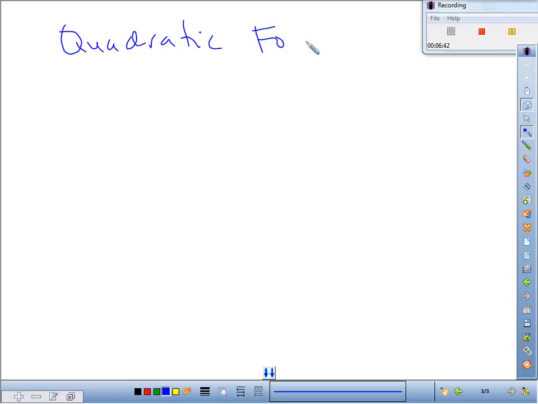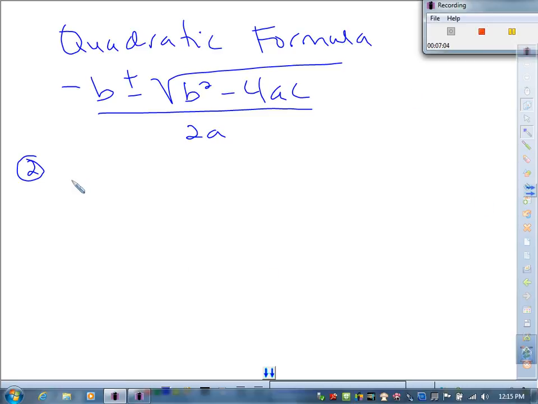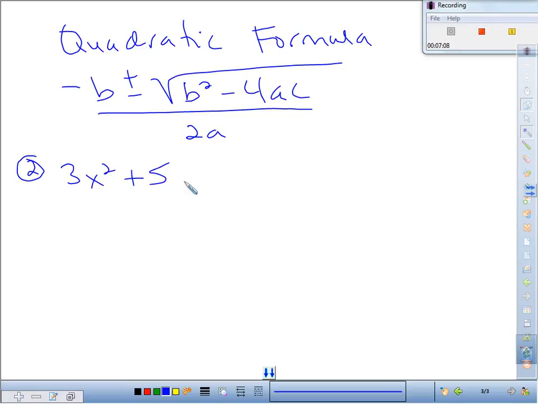Okay, so here's another problem, and we're going to use our quadratic formula again. Our quadratic formula: negative b plus or minus the square root of b squared minus 4ac, divided by 2a. That's your quadratic formula. And they're going to give you another problem. I'm going to write it a little smaller. Okay, so 3x squared plus 5x minus 12. And the directions are going to say equal 0, and so the directions are solve.